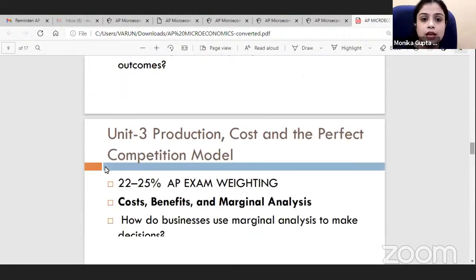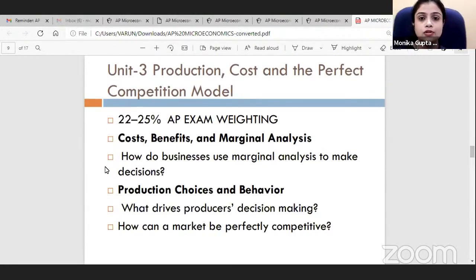The third unit that we are going to talk about is production cost and the perfect competition model. See, what is productivity? Production here means you're talking about productivity, and cost. Whenever you're producing something, cost is always associated with it. So you talk about productivity and cost, and I told you marginal analysis plays a very important role rather than the total cost here. And you talk about the perfect competition model.